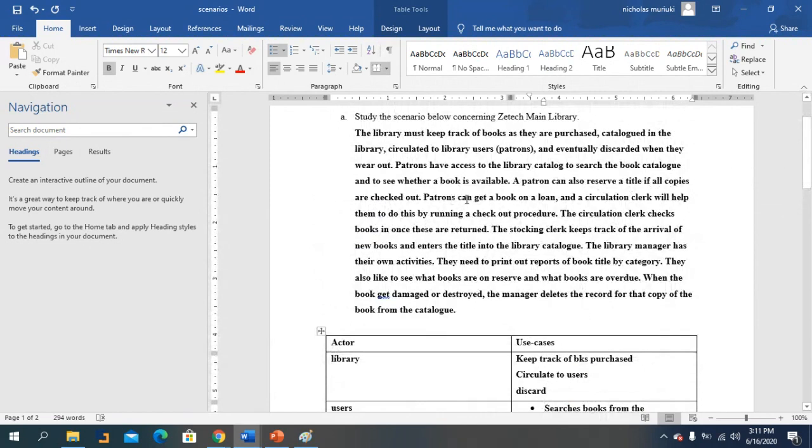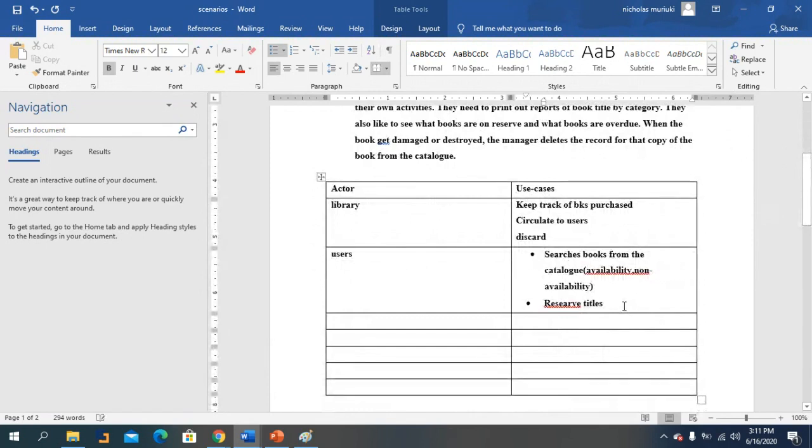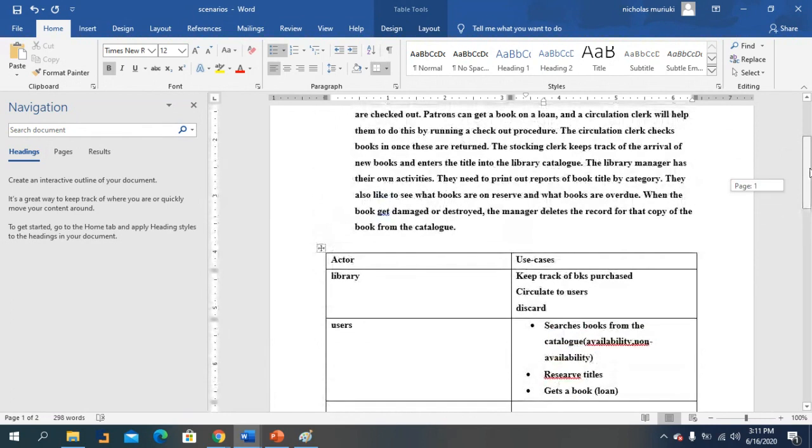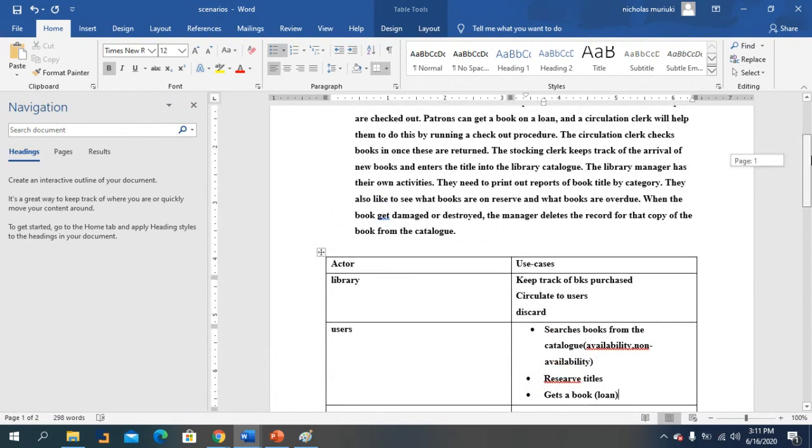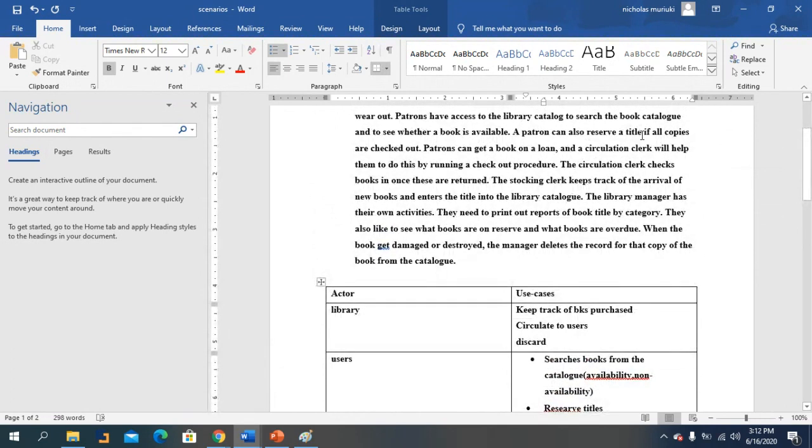Patrons can get a book on a loan. So this patron gets a book. And this one, you are getting through a loan. Patron can also reserve a title if all copies are checked out.